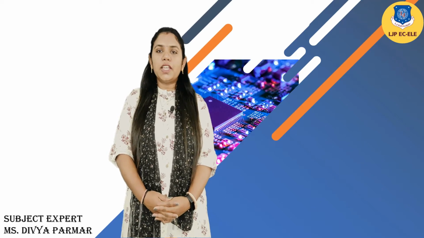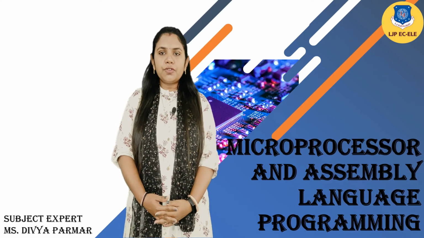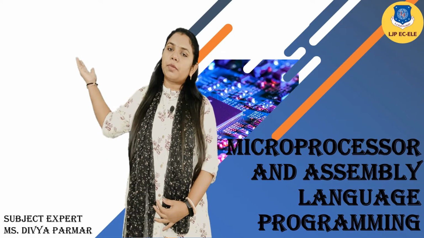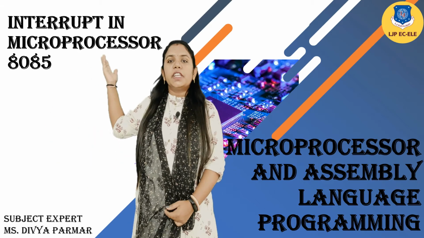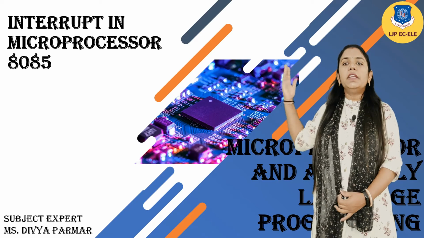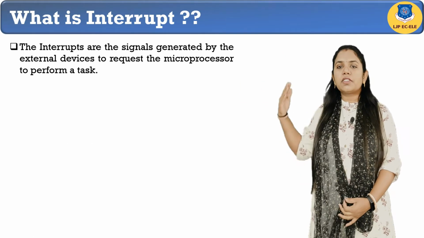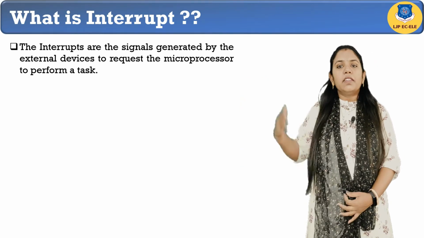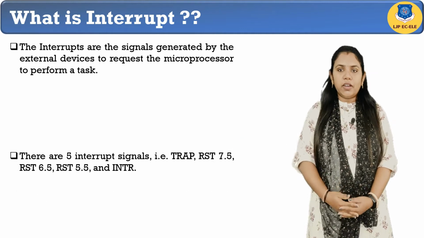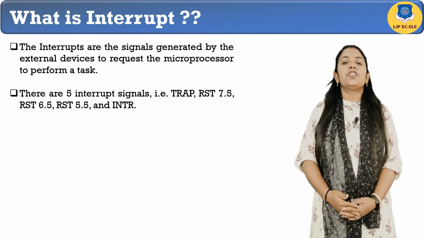Welcome you all to the online session of Microprocessor and Assembly Language Programming, in which we will learn about interrupts in Microprocessor 8085. In this video, you will get to know about different interrupts in 8085. First, interrupts are the signals generated by the external devices to request the microprocessor to perform a specific task. There are 5 interrupt signals: TRAP, RST 7.5, RST 6.5, RST 5.5 and INTR.